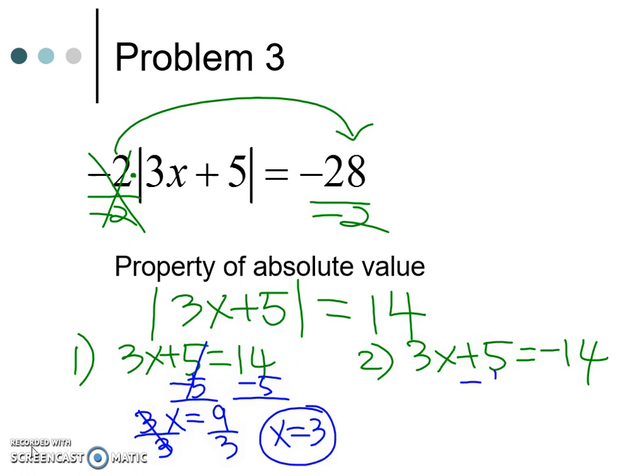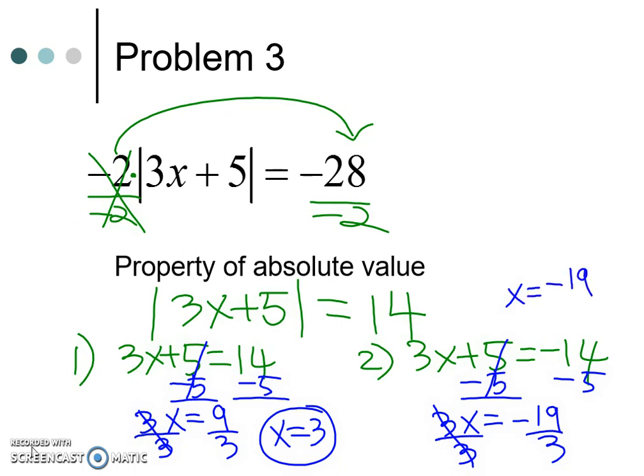The second setup, we're going to minus 5. 3x equals negative 19, divided by 3. x equals negative 19 over 3. So you have two answers here.